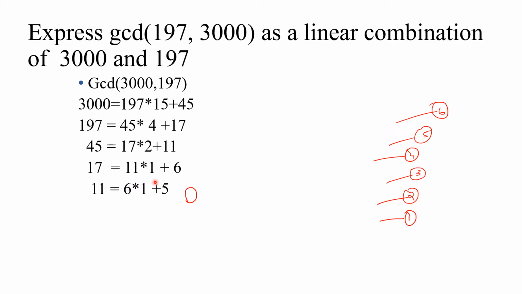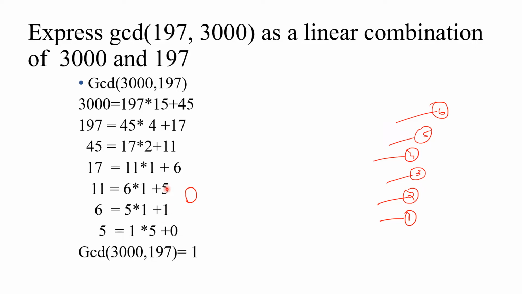In the next step 6 should be divided by 5. 6 is equal to 5 into 1 plus 1. So when 6 is divided by 5, 1 is the quotient and 1 is the remainder. Now in the next stage 5 is divided by 1. So here 5 is equal to 1 into 5 plus 0. Here 5 is the quotient and 0 is the remainder. So the non-zero remainder in the last stage is 1. So GCD of 3000 and 197 is equal to 1.